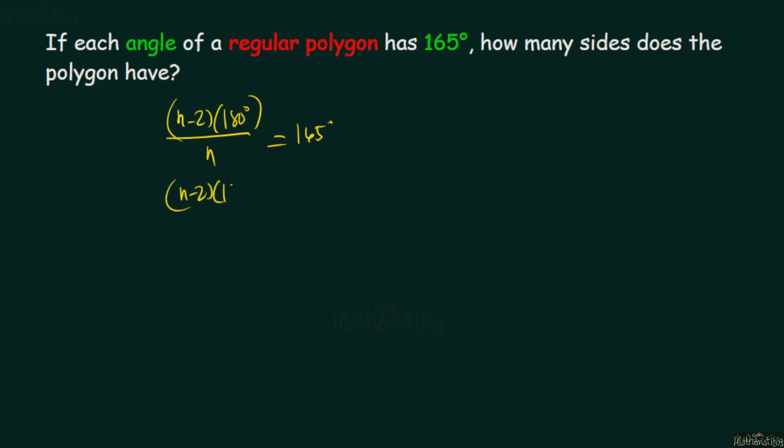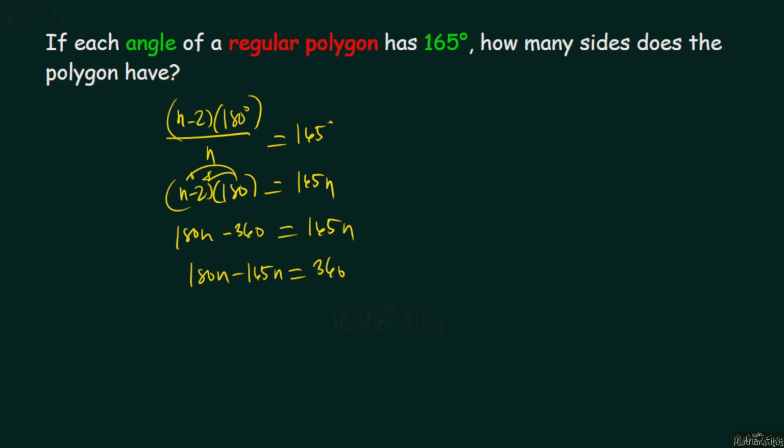(n minus 2) times 180 is equal to 165n. So distribute 180. We have 180n minus 360 is equal to 165n. Solve for n. So we have 180n minus 165n is equal to 360.